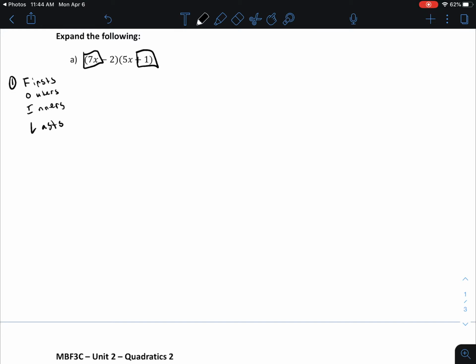Okay, and then you have your inners, right? And finally you have your lasts. Okay, and what you're going to do is each one of these you're going to multiply. So you're going to multiply the firsts together, the outers together, the inners together, and the lasts together.